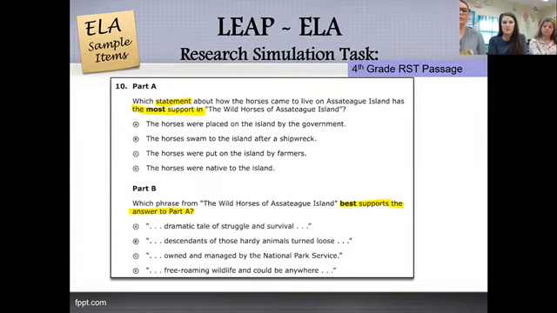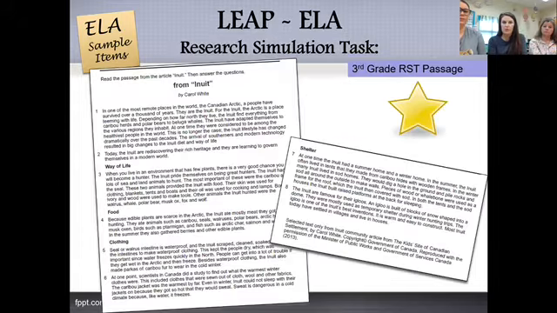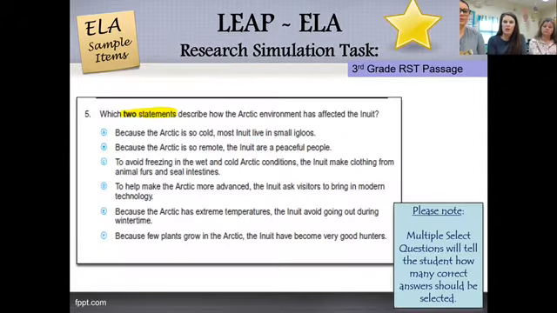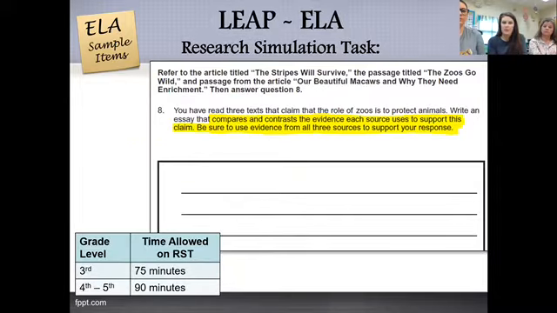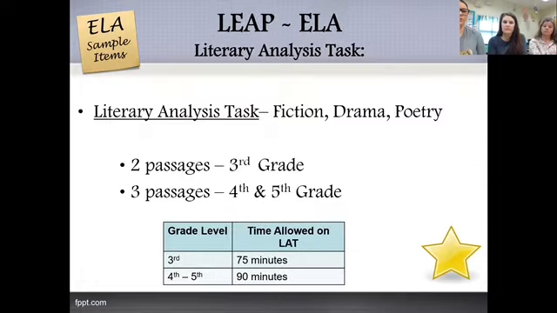Just some more examples of what they might look like. That's 4th grade, another 3rd grade. And here the multiple choice tells them how many to select. And this is what their composition might look like. Time allotment again. You could see they went through and did some highlighting.